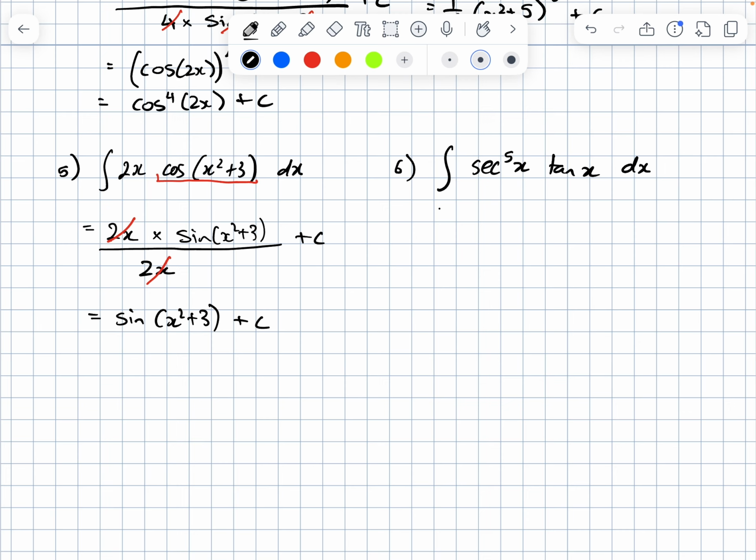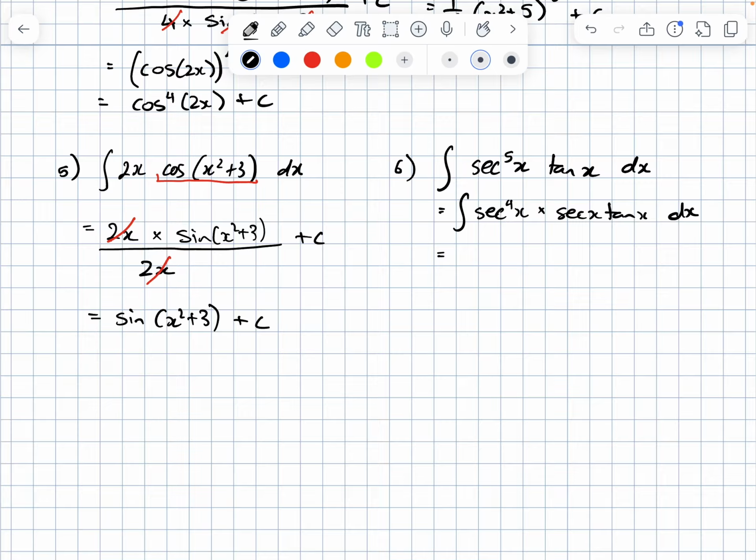Finally, sec to the power 5 x tan x. Now, this currently isn't in the form of a derivative times the original function. But I can see that the sec is a higher power, so that's probably the most important thing. So I think, well, what does sec differentiate to? Sec differentiates to sec x times tan x. So maybe I can rewrite this by taking one of those secs from the sec to the power 5, to get sec to the power 4 x times sec x times tan x. Okay, now we have a function times its derivative.